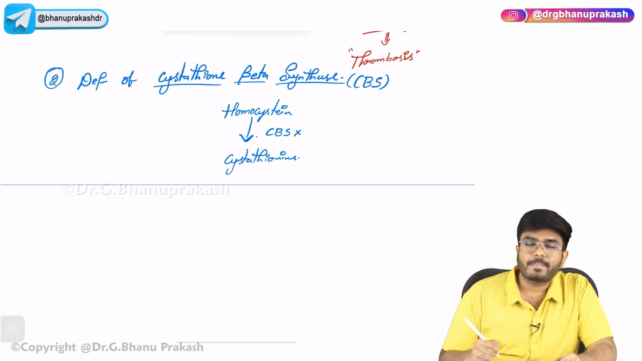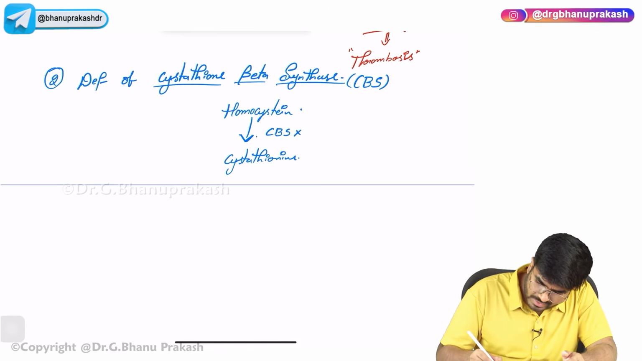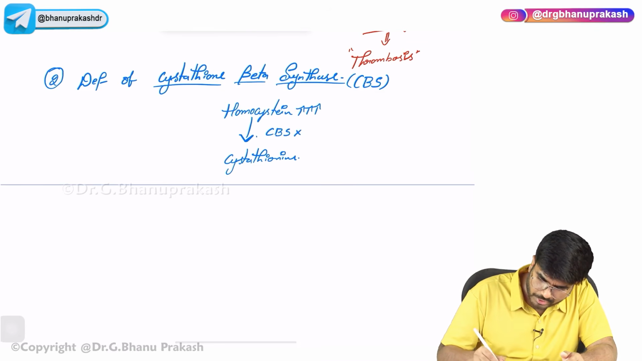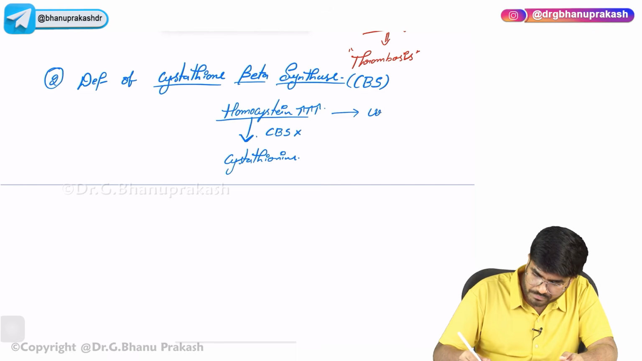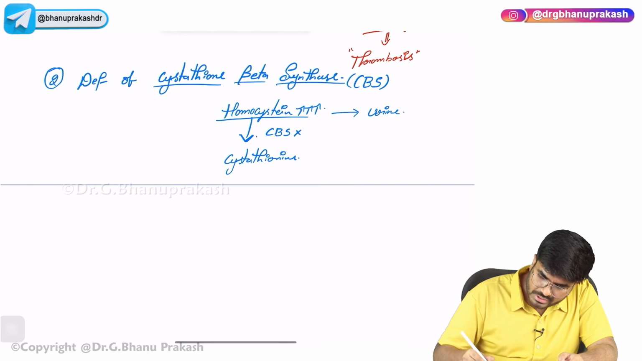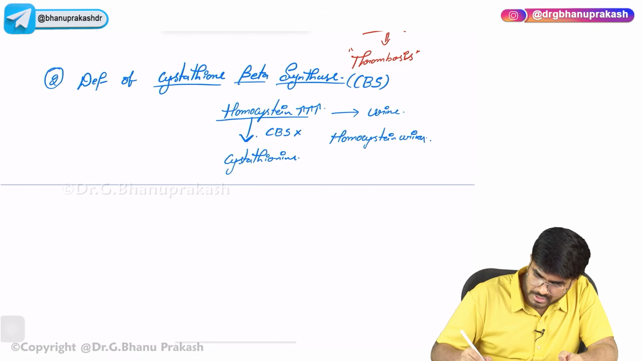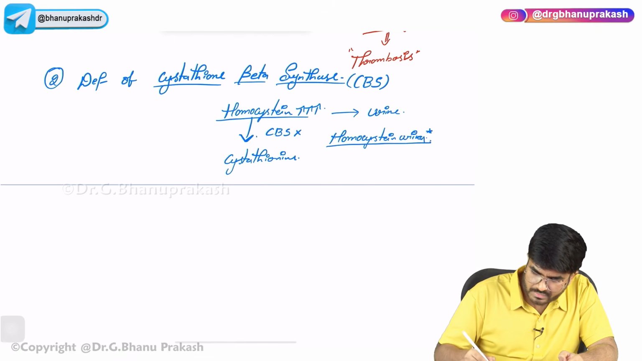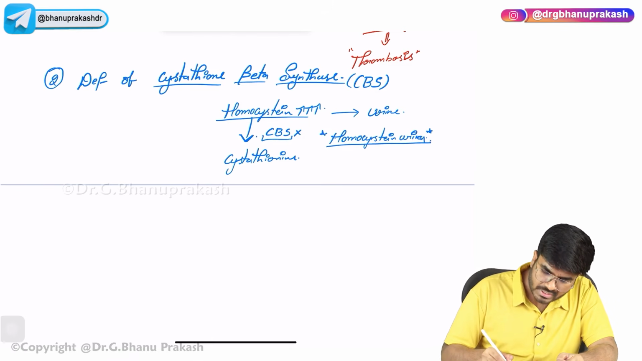If this is not there, it's going to cause a condition called homocystinuria. Again, even in this condition, the homocysteine levels are going to be elevated so much. Now these homocysteine levels are going to come out in the urine, so this condition is called homocystinuria. Sir, in homocystinuria, which enzyme is deficient? Cystathionine beta synthase. So these high levels of homocysteine will cause the endothelial damage.